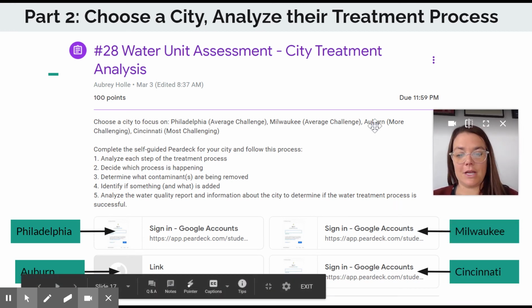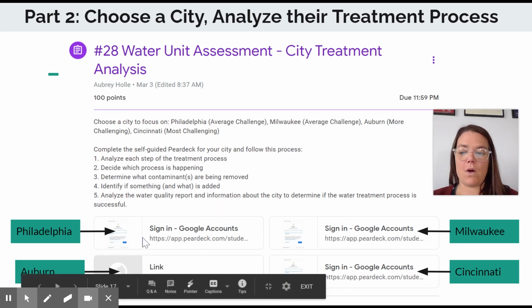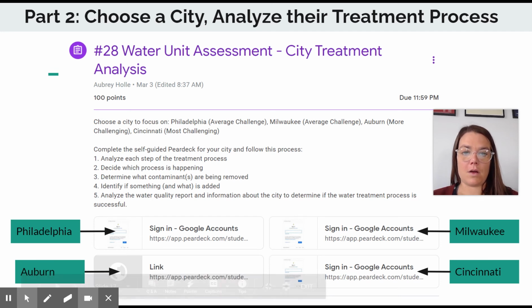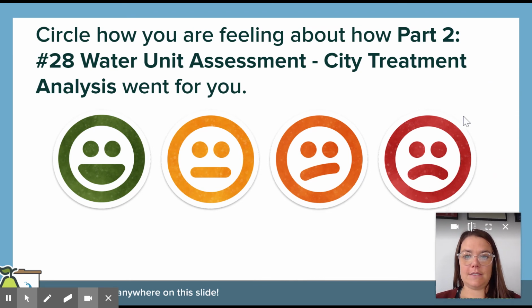All right, the second part, this was the kind of different and it was challenging. I told you it was going to be a challenging part, but where you picked one of the cities, Philadelphia, Milwaukee, Auburn, or Cincinnati, and then you did the Pear Deck for it, where you analyzed the treatment process, the steps of what was happening, what was being removed, what was being added. You then analyzed what are some common contaminants for the water source of that city, and then you analyzed the water quality report and information about the water after the treatment process to determine if the water treatment process was successful. So, how did we feel about this section of the assessment?